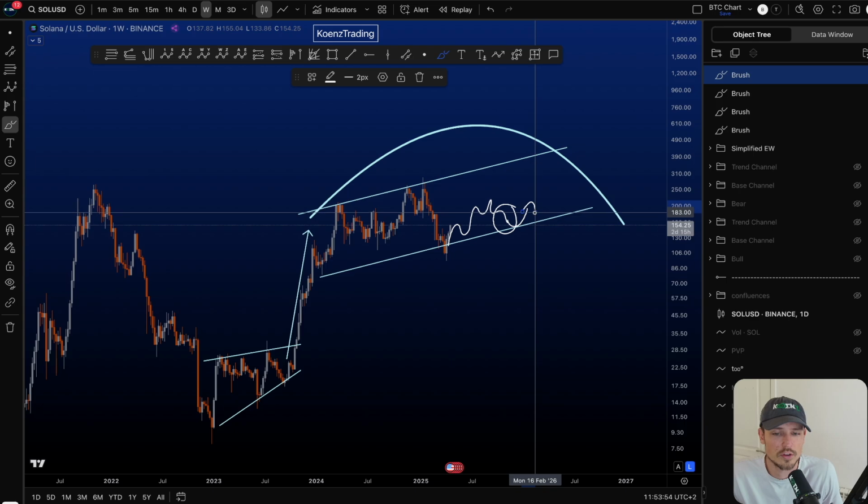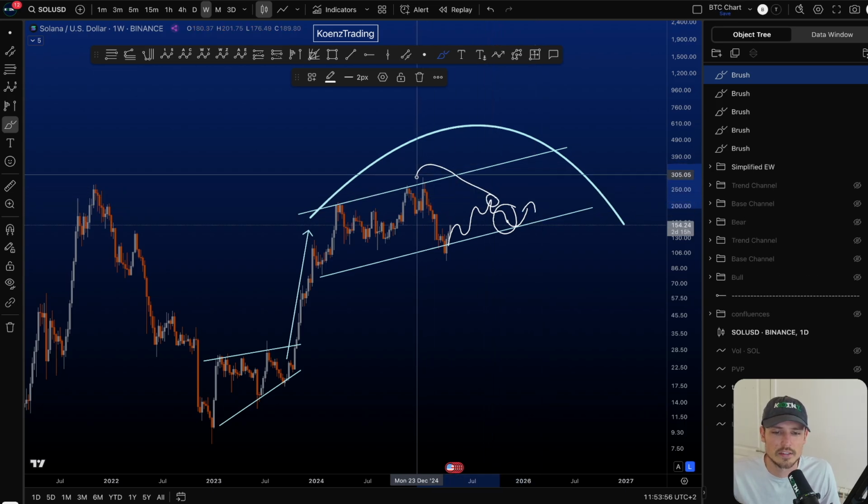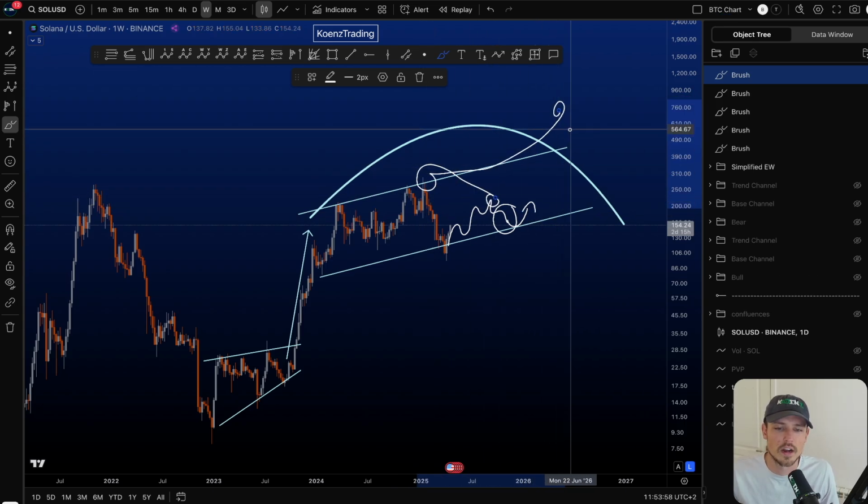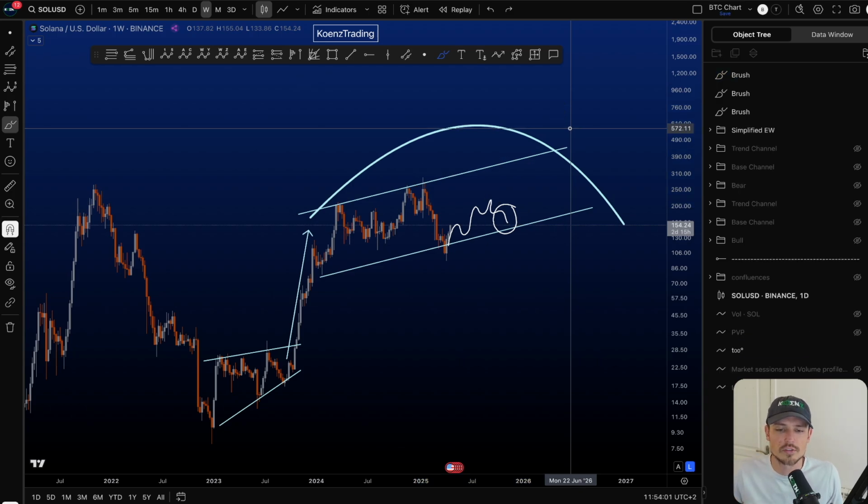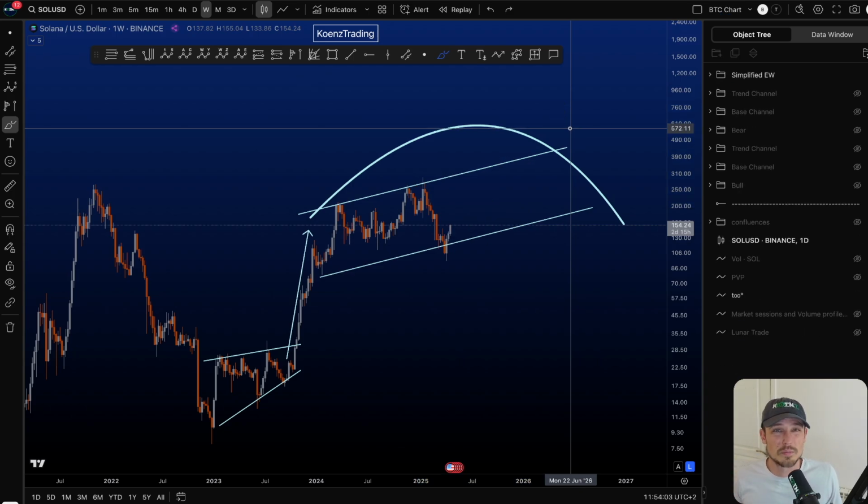And if you see this, yeah, we could be looking for price to move up, take out this high, possibly the all-time high, and look for a wave 5 to still be part of that structure. And after wave 5, we still look for a bigger bear market.